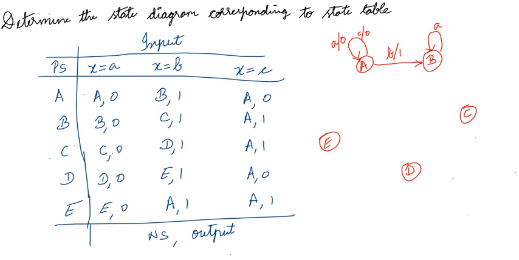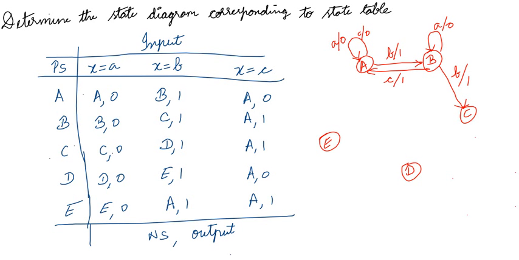We can see it very clearly. When the input is a, from B we again come to B with output 0. Now, when the input is b, we go to the state C with the output 1. From B we go to C, and the input is b, output is 1. Now we are in the state B. When the input is c, we go to the state A with the output 1. From B we go to the state A. When the input is small c, output is 1.